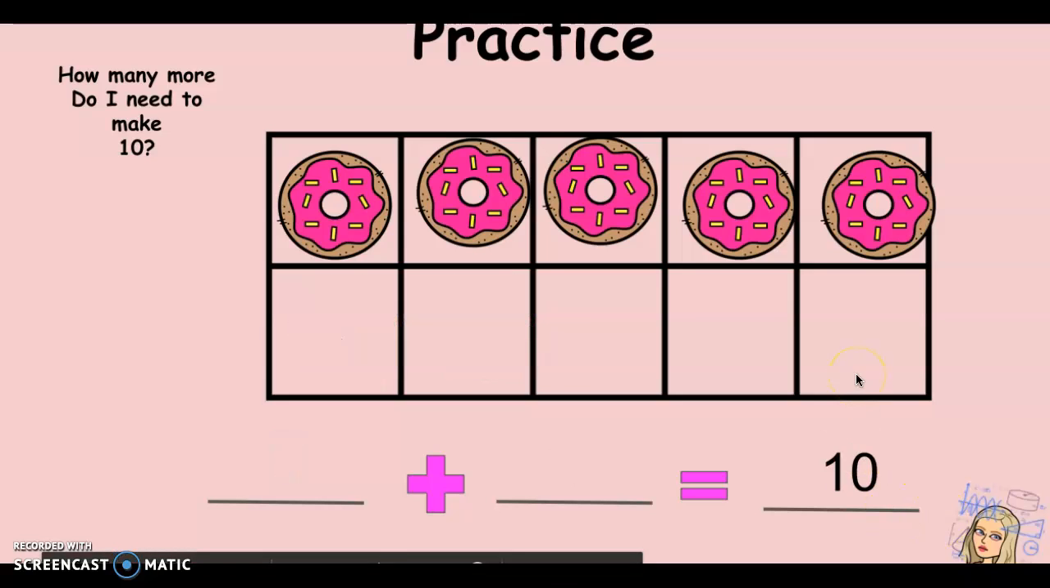Let's look at another one. So how many donuts do we see here inside of this 10 frame? 1, 2, 3, 4, 5, right? We have 5 donuts, so we're going to put 5 right here because we're making our equation to make 10. So how many more donuts would we need to add to equal 10? How many blank squares are there? Count it. 1, 2, 3, 4, 5. So how many more do we need?